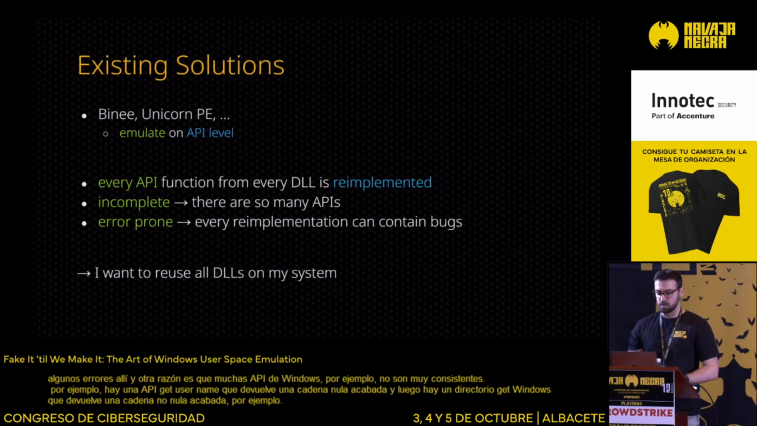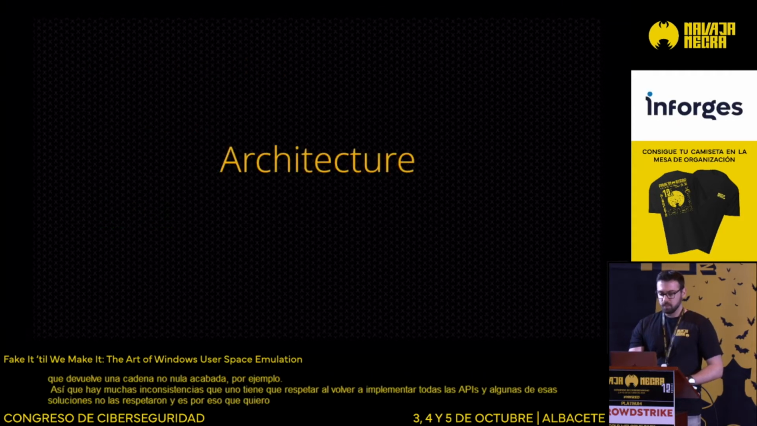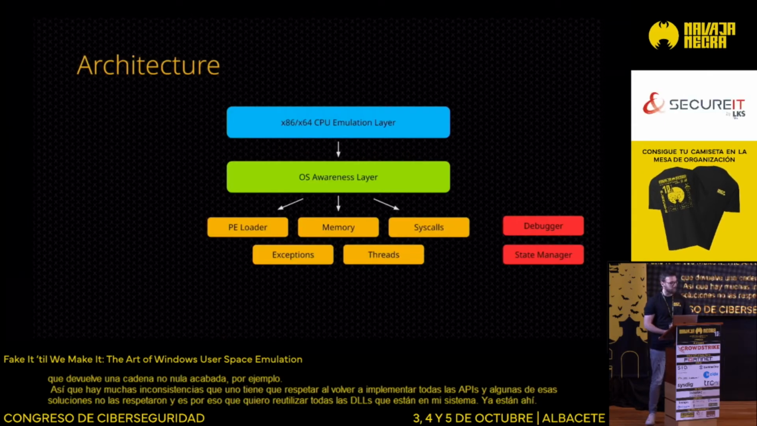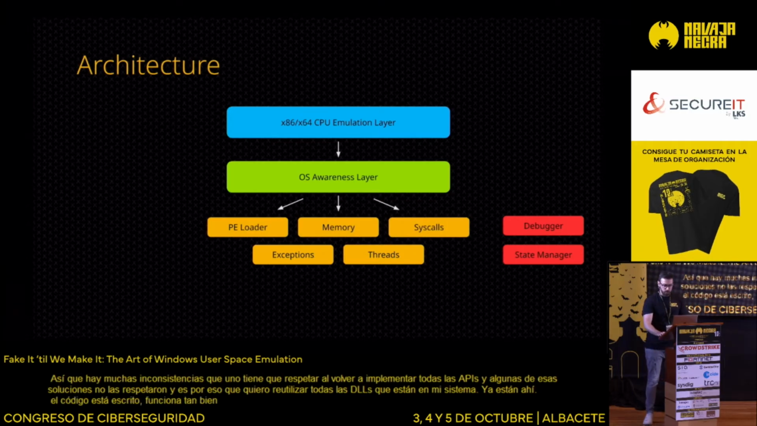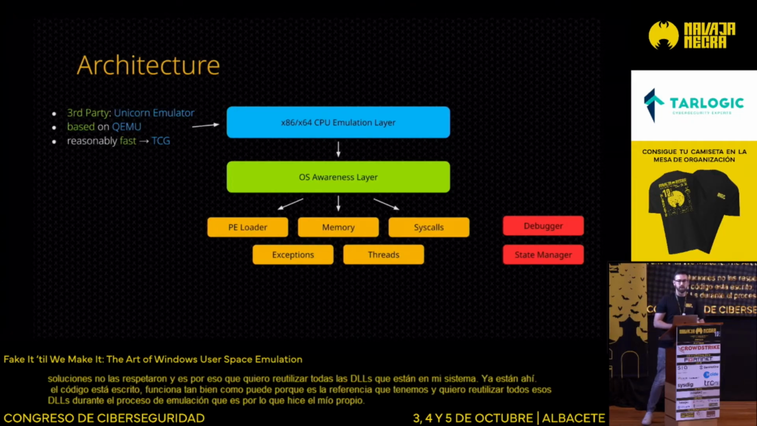And I want to reuse all those DLLs during the emulation process, which is why I made my own. So the architecture, or rather the implementation, looks like this. On top, you can see an x86, x64 emulation layer, which deals with replicating the Intel CPU. And I'm not doing that. I'm using the Unicorn emulation framework.